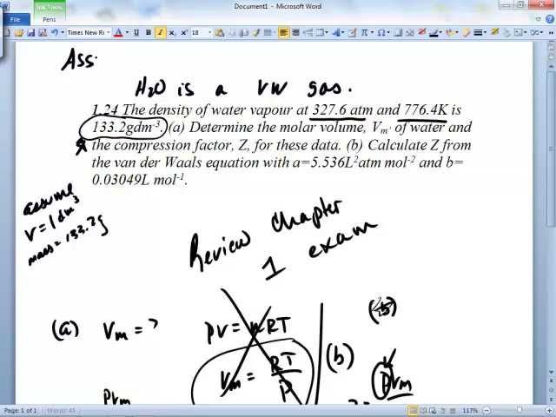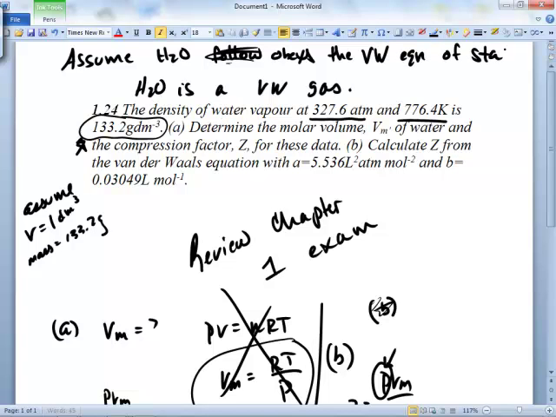Another way to say it would be: assume water obeys the van der Waals equation of state. What happened to my eraser? That's another way to say it at the beginning, comma, and then the rest of the question. It would have been much more clear. So I read into it wrong.